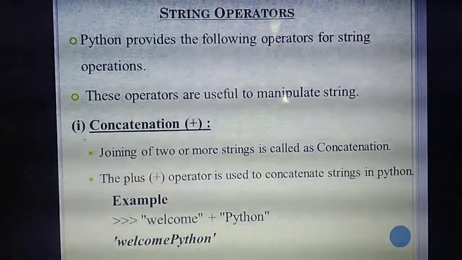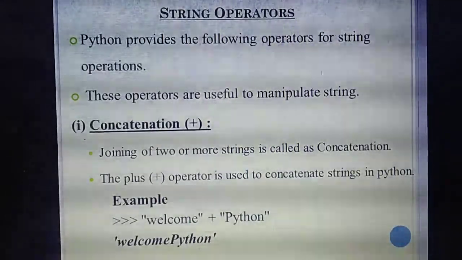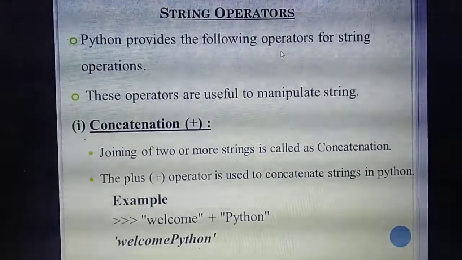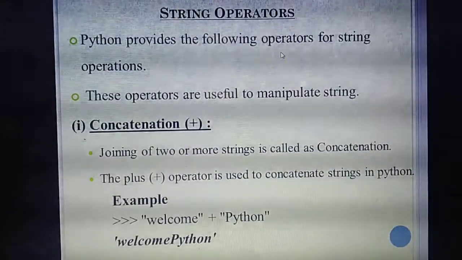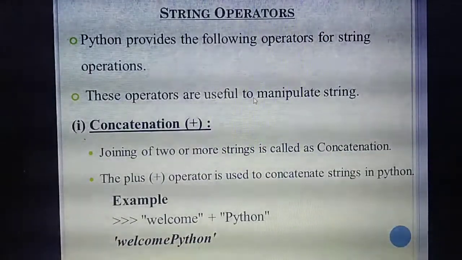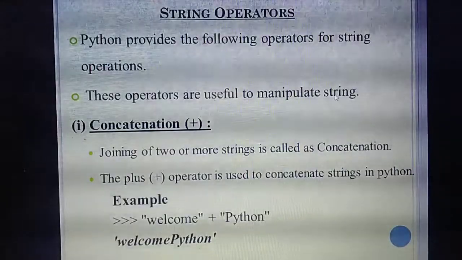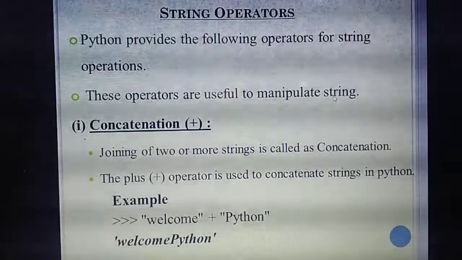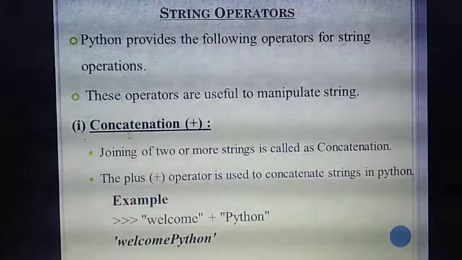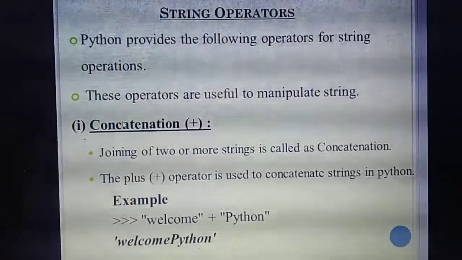Understand? If they ask a 5-mark question, first you should write these two points: some operators are provided for doing string operations, and the use of these operators is mainly to help manipulate or modify strings. Understood? First we are going to study the first operator, concatenation.